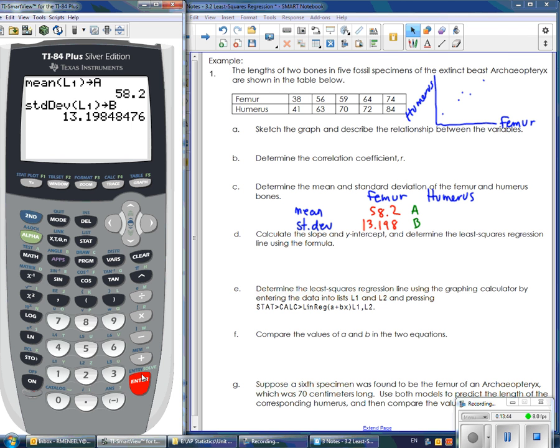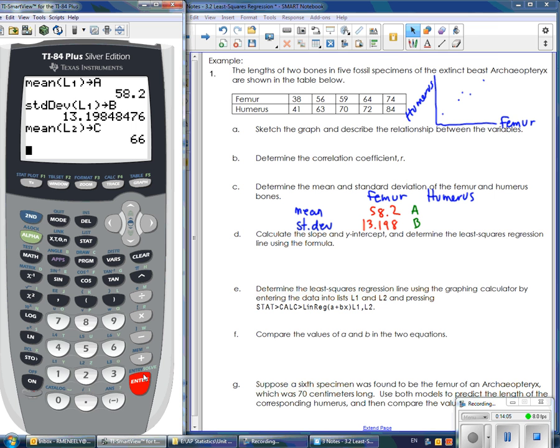I'm going to do the same thing for my humerus. If you prefer, you can use the second enter button to recall previous commands. Sometimes it's a little bit easier than going back and finding the command. And then I just need to adjust that to list 2. And I'm going to save my mean. What letter am I on? Letter C. So I'm going to save that in letter C.